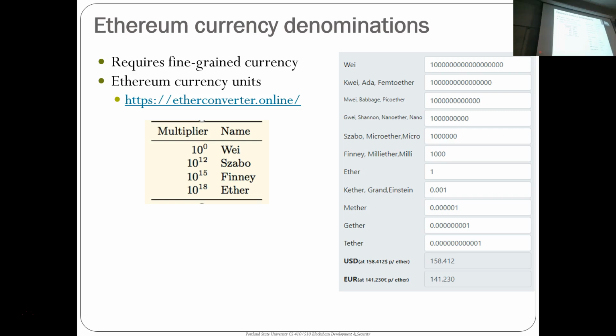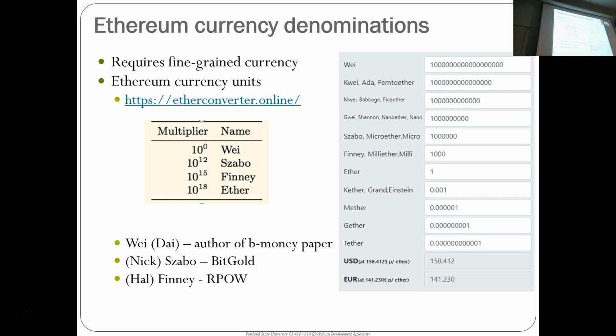And the reason you need it is because you're trying to do this highly granular charging operation underneath on the execution of your code. And this is the UI of Ether Converter Online. You will need to be able to navigate between these things in order to send an appropriate amount of currency to contracts. The ones in here are named after people. We talked about these systems, well, we didn't talk about B-Money, but BitGold and Nick Szabo's work. That's why these things are named the way they are.